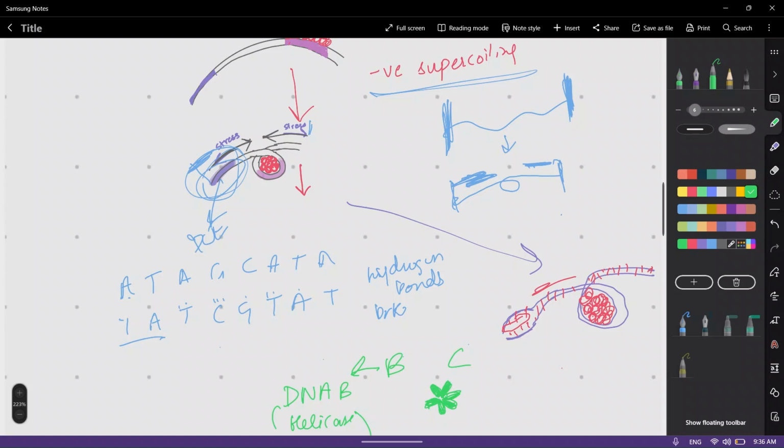Okay, so why is this open complex necessary? We saw that this open complex was formed. Now why is this necessary? This open complex is necessary because without it, we cannot load our DnaB here. We cannot load the helicase under the strands. So this open complex is kind of like a prerequisite for helicase working.